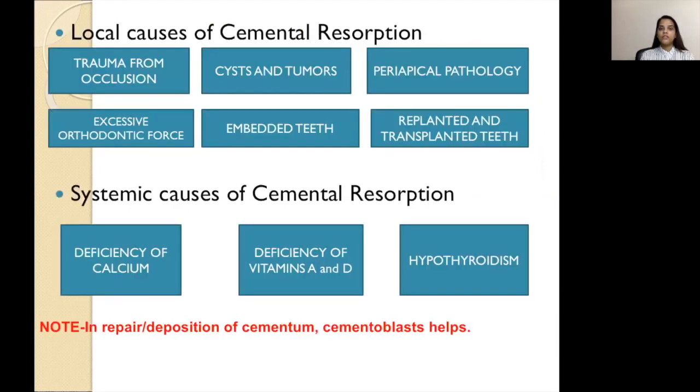Now, local causes of cemental resorption: it can be trauma from occlusion, there can be cysts or tumors or periapical pathology, there can be excessive orthodontic force or embedded teeth, replanted and transplanted teeth. Systemic causes of cemental resorption are deficiency of calcium, deficiency of vitamins A and D, and hypothyroidism. And we should note that in repair or deposition of cementum, cementoblasts help.